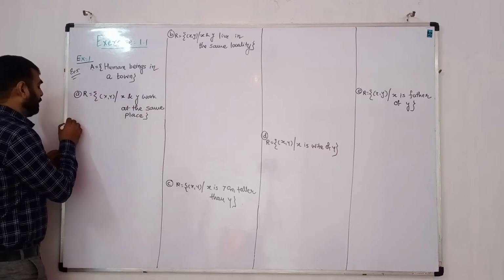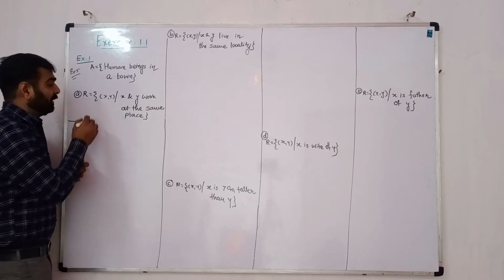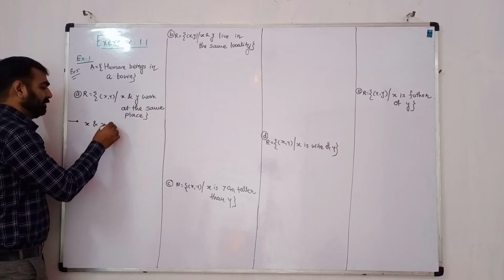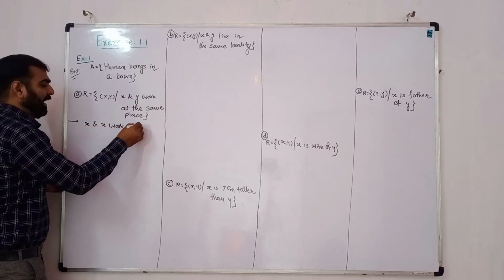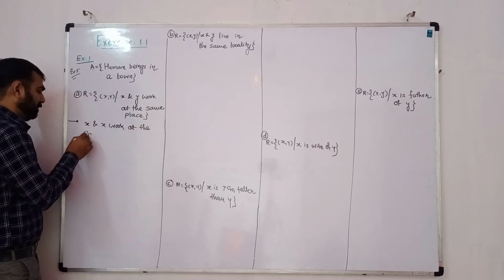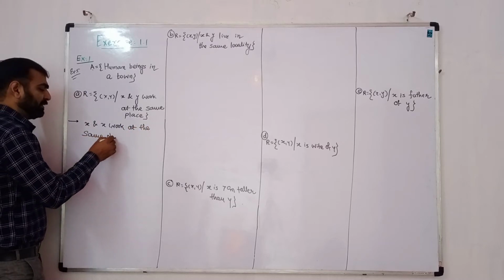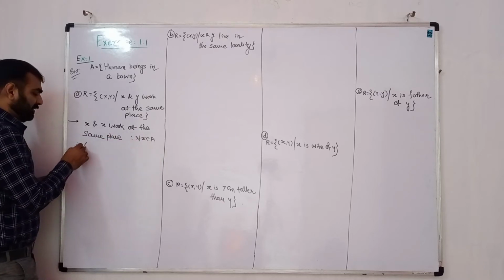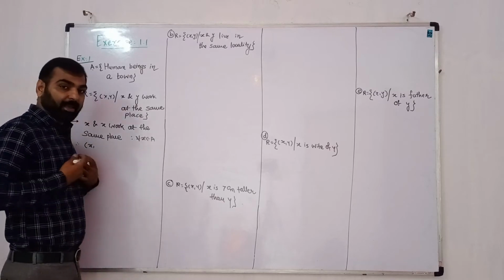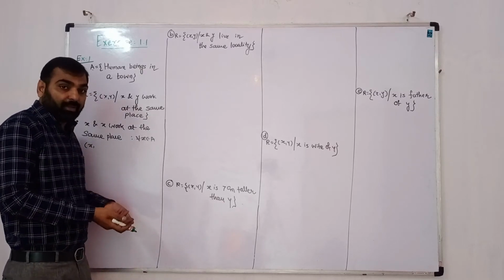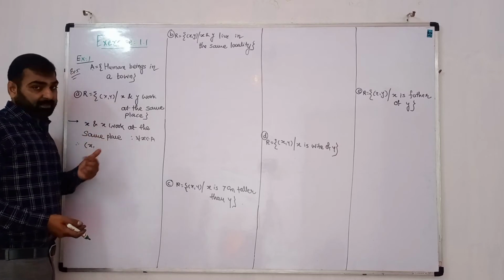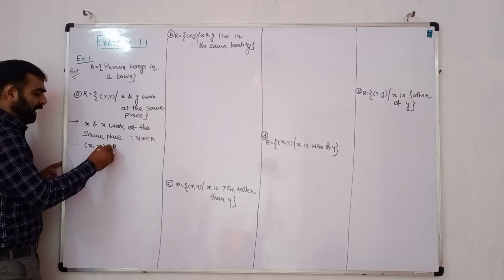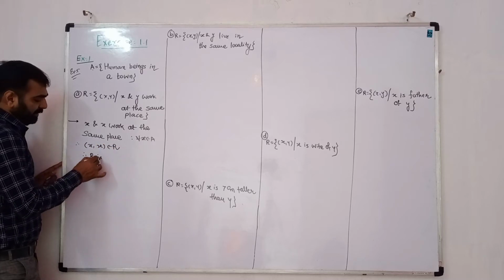So for reflexive, what do we do? x and x work at the same place for every x belongs to capital A. Is it okay? x and x are at the same place. I am here and I am also here. Both are the same, so it is at the same place, so x belongs to R. That means R is reflexive.